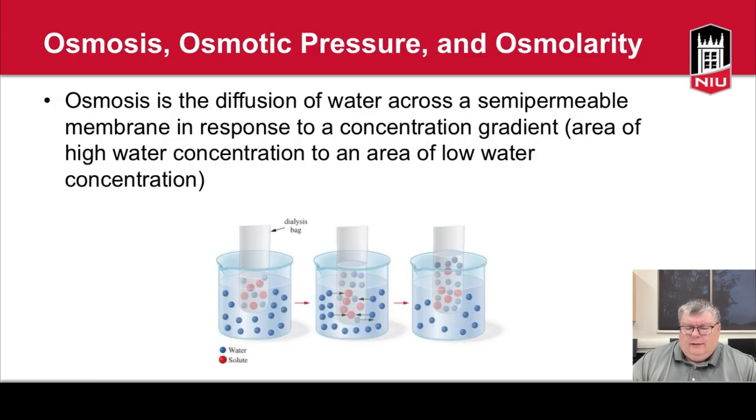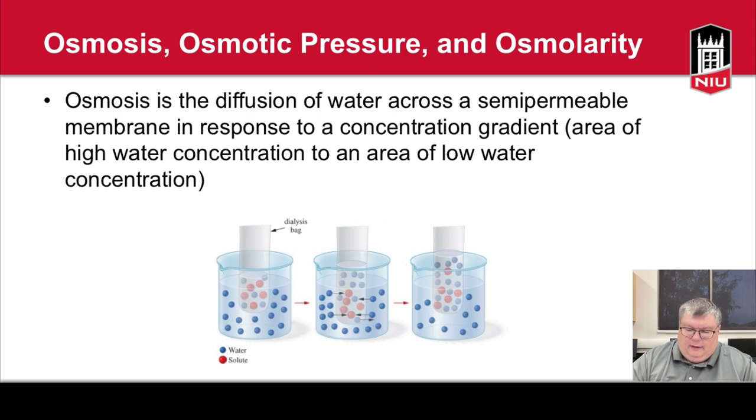Let's now talk about osmosis, osmotic pressure, and osmolarity. Osmosis is the diffusion of water across a semi-permeable membrane in response to a concentration gradient. A concentration gradient is where you have an area of high water concentration to an area of low water concentration, or high solute concentration is an area of low water concentration. Low solute concentration is an area of high water concentration.